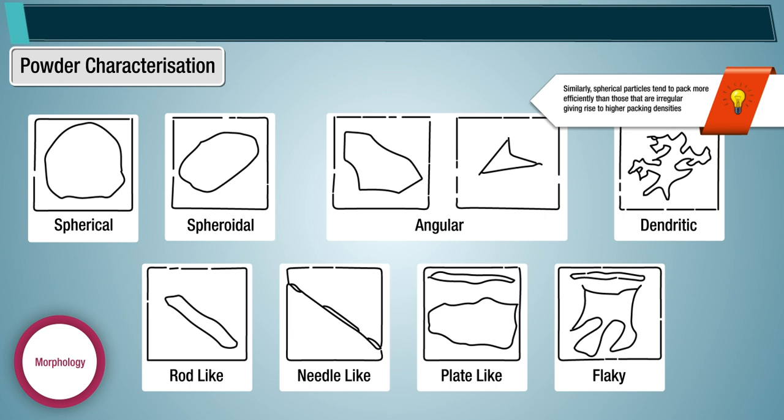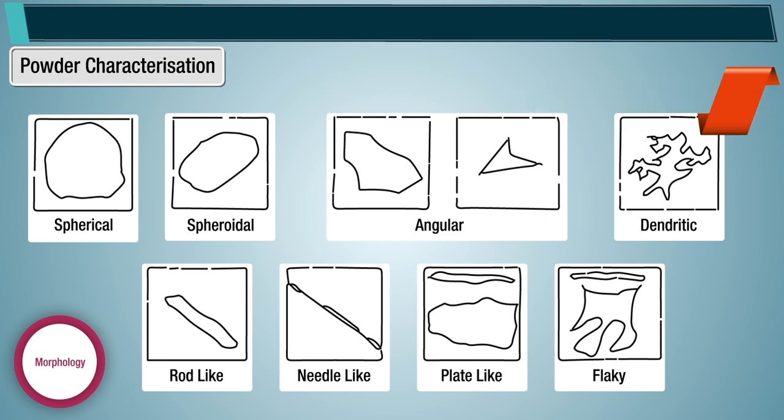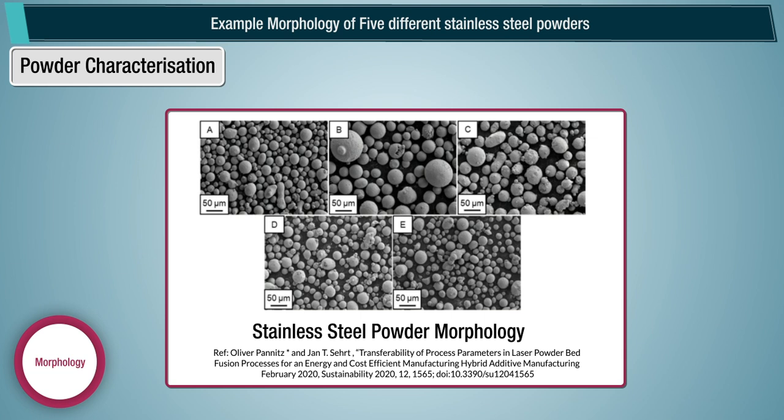Similarly, spherical particles tend to pack more efficiently than those that are irregular, giving rise to higher packing densities. Example morphology of 5 different stainless steel powders.